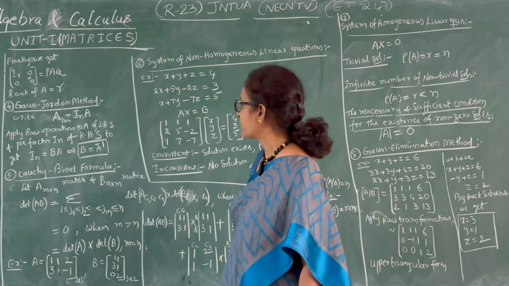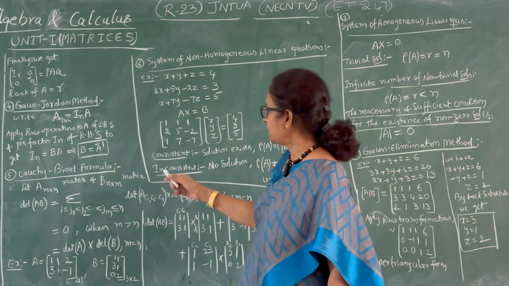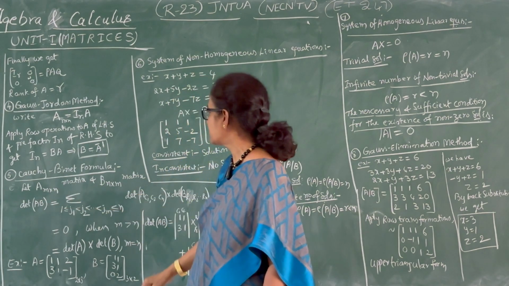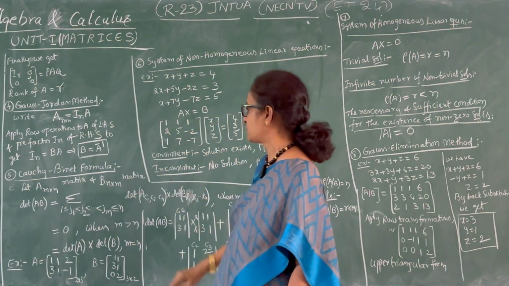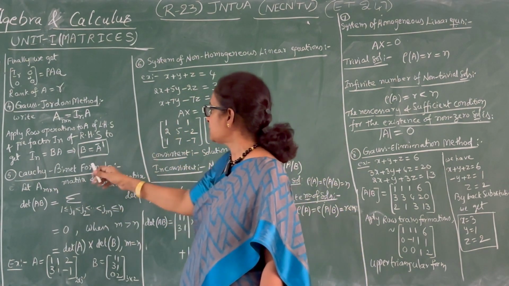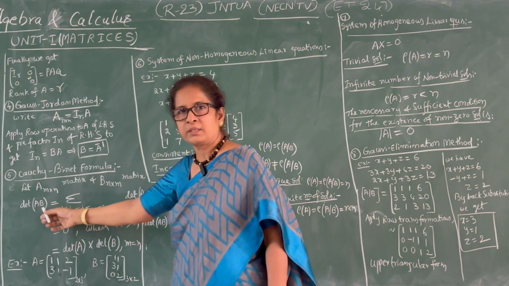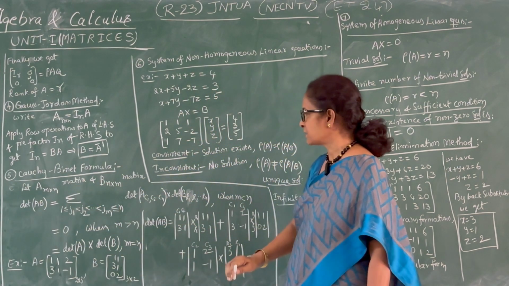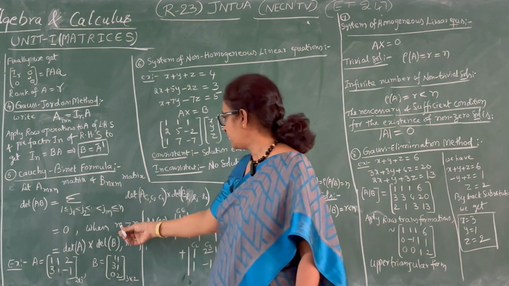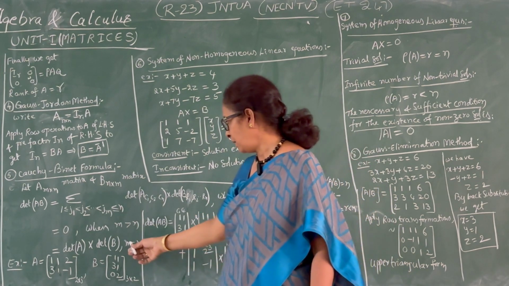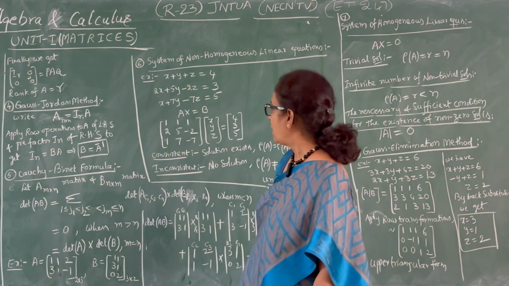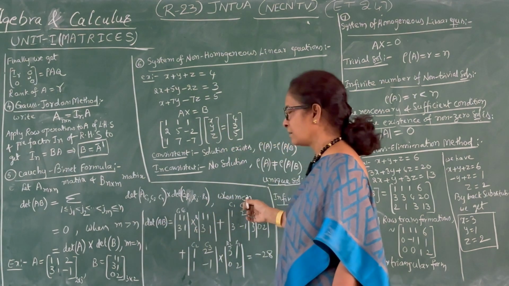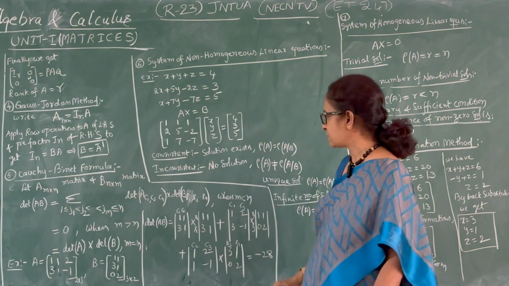Next, the Cauchy-Binet formula. In this formula, first we have A, an m by n matrix, and B, an n by m matrix. By the Cauchy-Binet formula, we find det of AB. Here we have three cases: m greater than n, m equal to n, and m less than n.